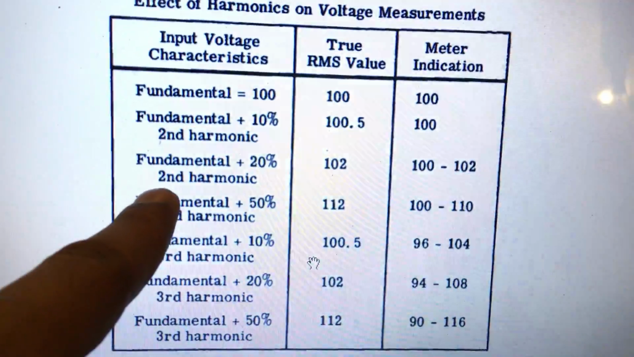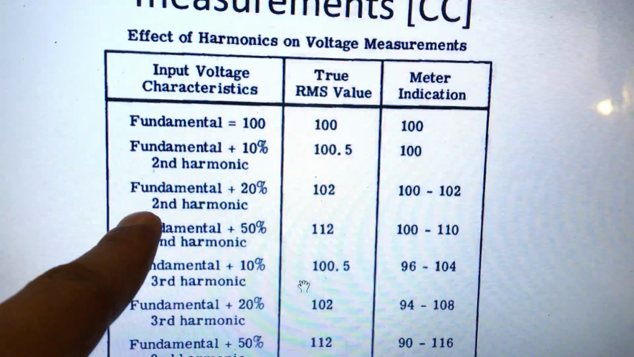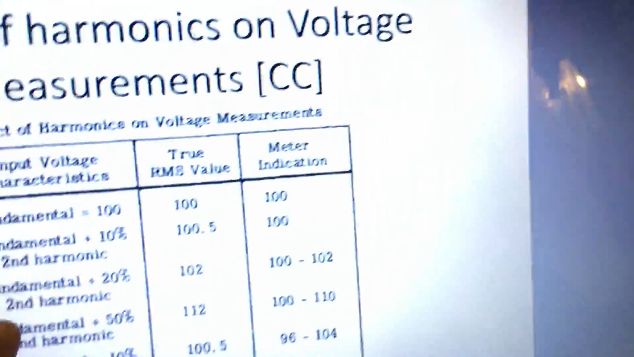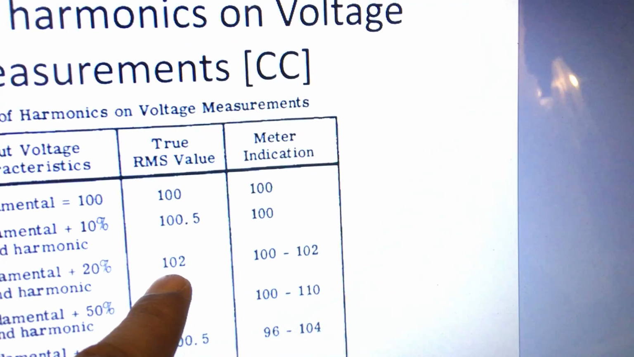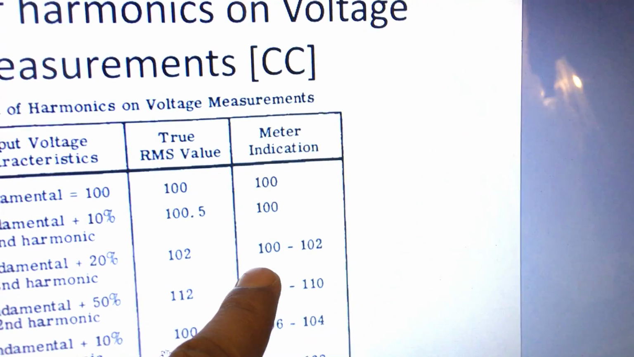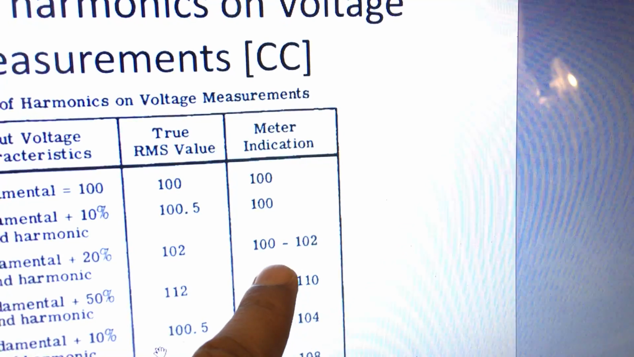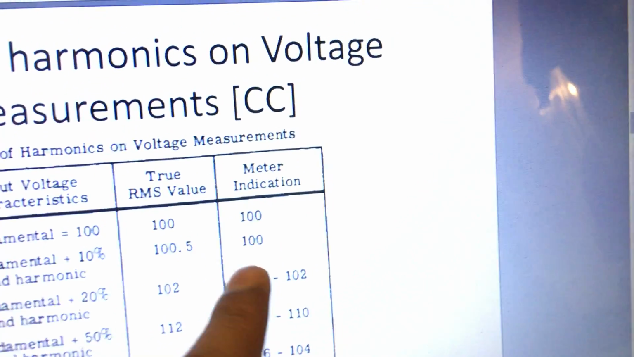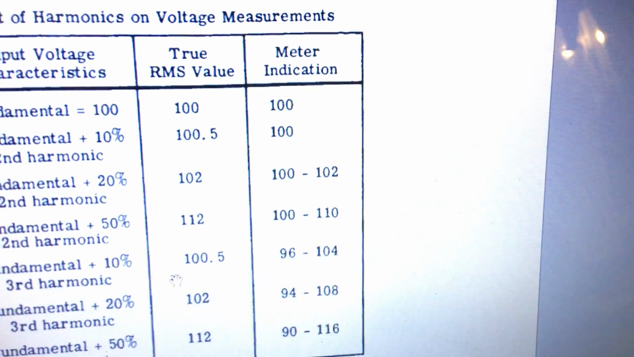Now if the fundamental plus 20% second harmonic is there, then the true RMS meter will show you 110 volts, whereas the meter indication could be anything between 100 to 112 volts. I mean to say, on this meter, the readings correspond to THD meter readings, fine.